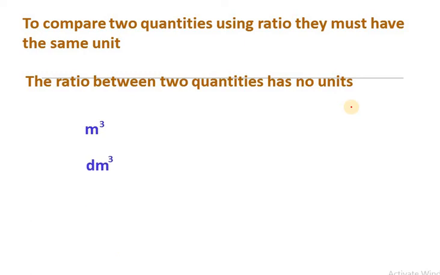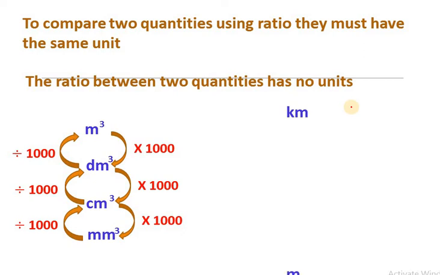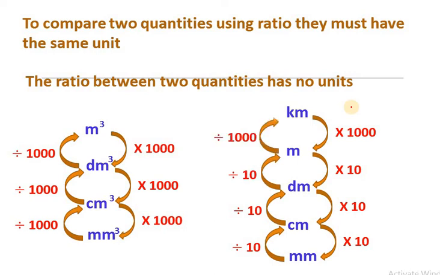Look here: meter cubed, decimeter cubed, centimeter cubed, and millimeter cubed. When I want to convert from meter cubed to decimeter cubed, I will multiply by 1000. When I go from big to small, I will multiply, and when I go from small to big, I will divide. Okay, kilometer. This is very important. You have to study kilometer, meter, decimeter, centimeter, millimeter, 1000, 10, and then vice versa, divided by 10, and here by 1000.